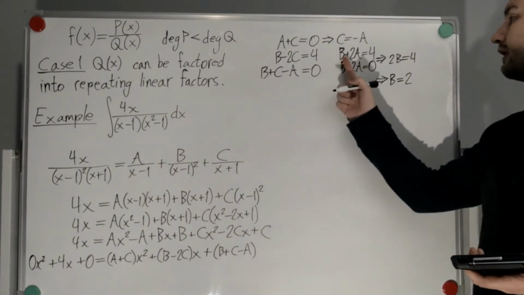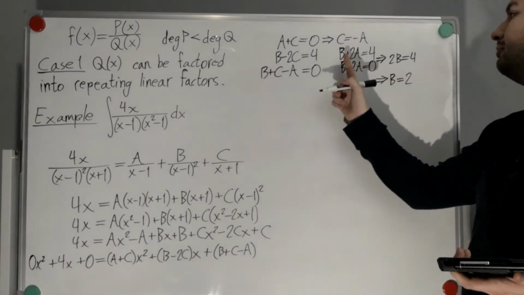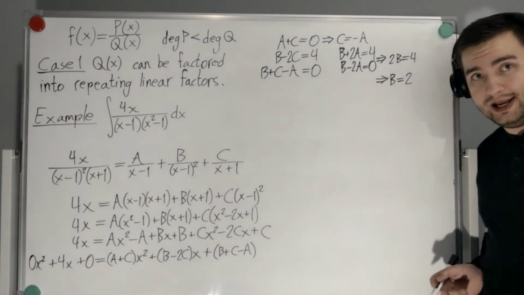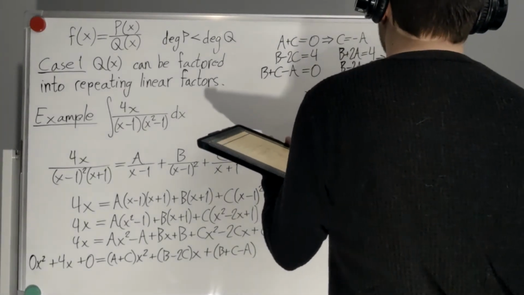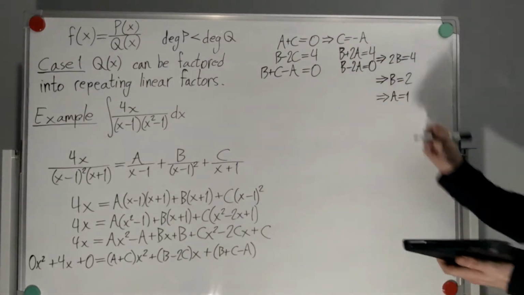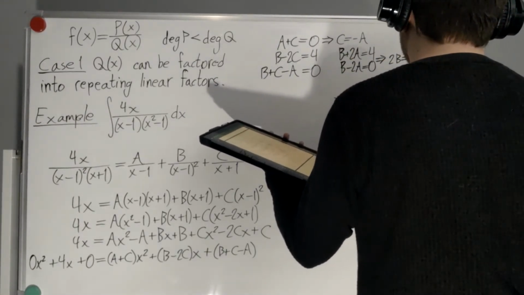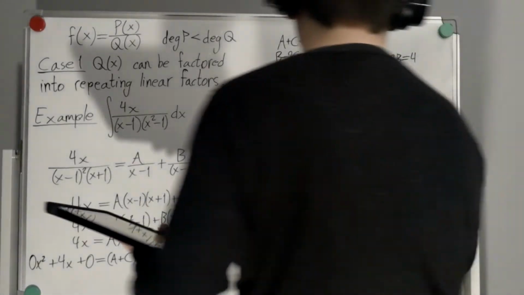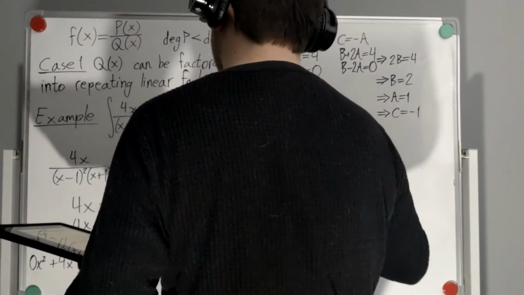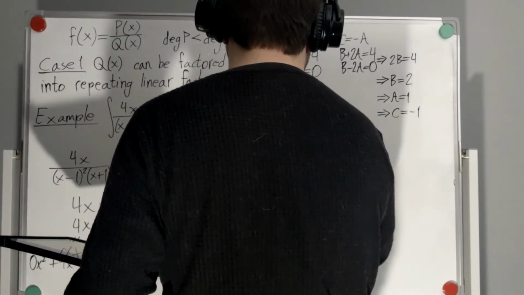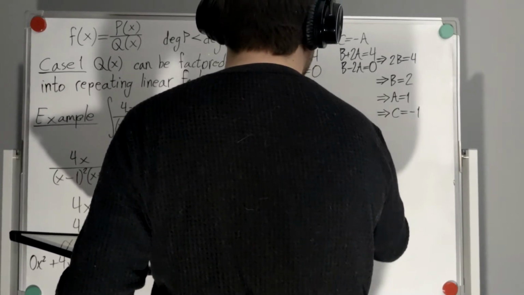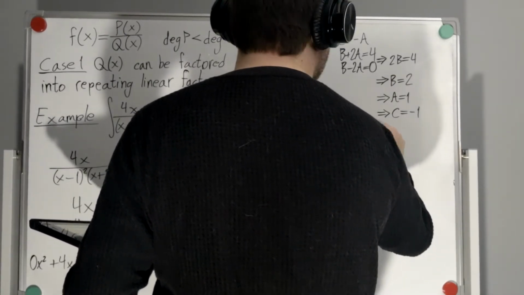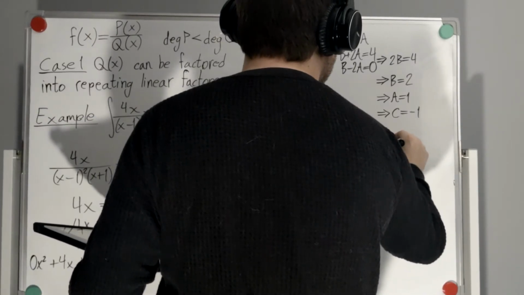And since b is 2 and b plus 2a is 4, that would mean that 2a has to be 2, or in other words, a has to be 1. So a is 1, and then since c is negative a, that would mean that c is negative 1. Okay? So this right here, well, now what we're dealing with is the integral of, let's see here, a is 1, so this is 1 over x minus 1 plus 2 over x minus 1 squared minus 1 over x plus 1 dx.